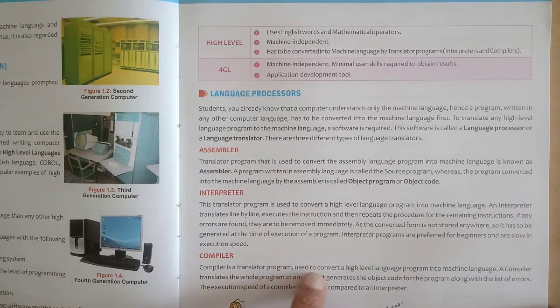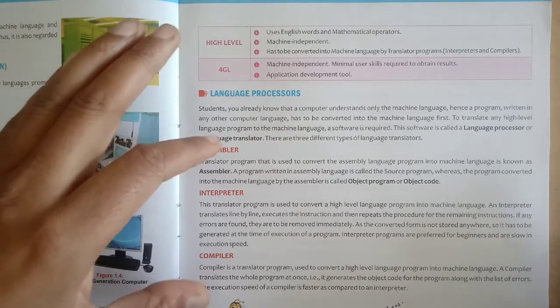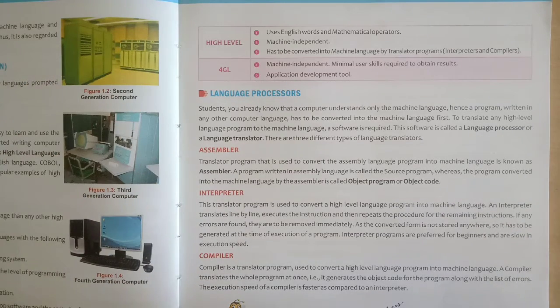Okay. So after this, the last one is a compiler. Compiler is a translator program used to convert high level language program into machine language. A compiler translates the whole program. It can translate a whole program at once. So underline this thing. It generates the object code for the program along with the list of errors, means it provides the list of errors also if there is any error in your program. So the main function of all these language translators is that they are used for one purpose, to communicate with the computer easily.